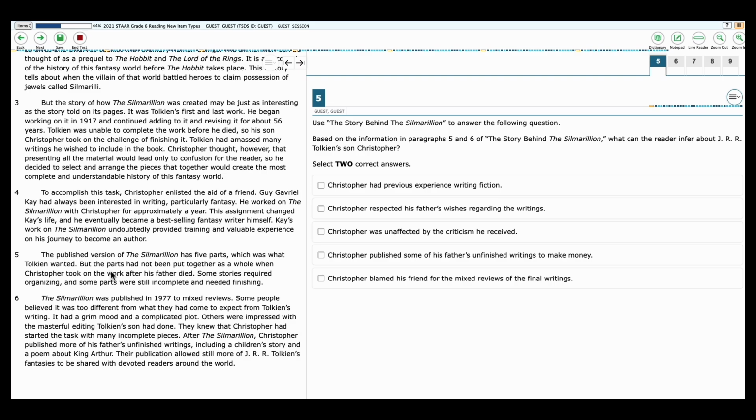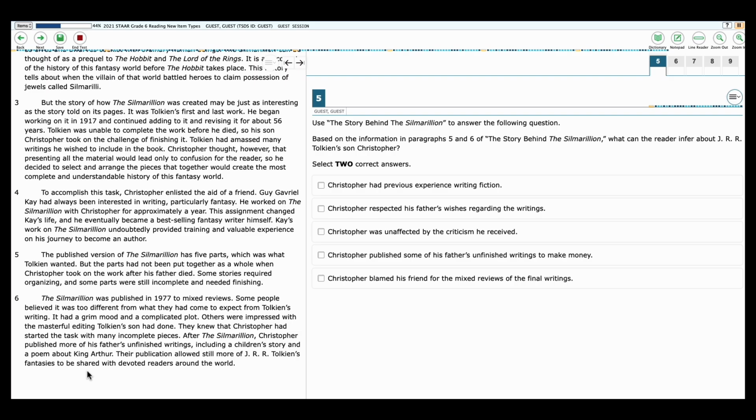The published version of the Silmarillion has 5 parts, which was what Tolkien wanted, but the parts had not been put together as a whole when Christopher took on the work after his father died. Some stories required organizing, and some parts were still incomplete and needed finishing. The Silmarillion was published in 1977 to mixed reviews. Some people believed it was too different from what they had come to expect from Tolkien's writing.